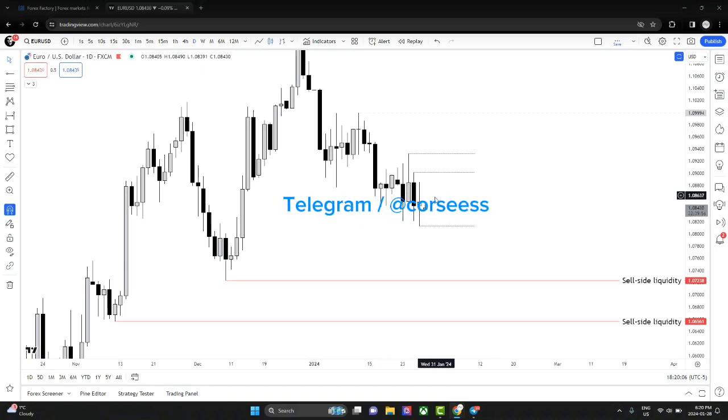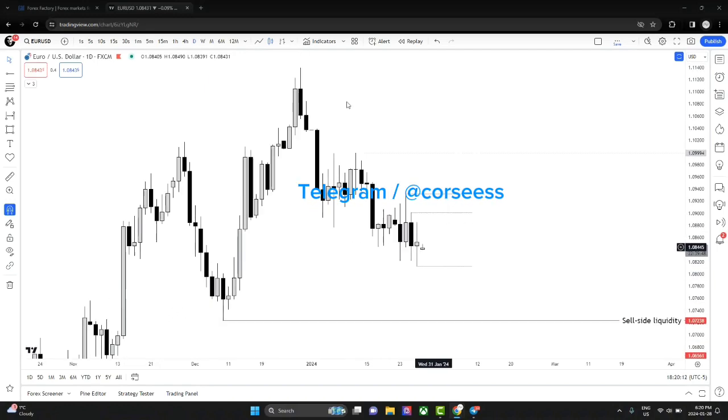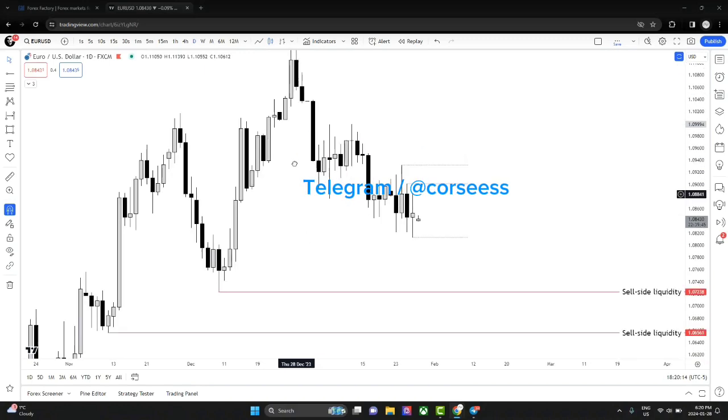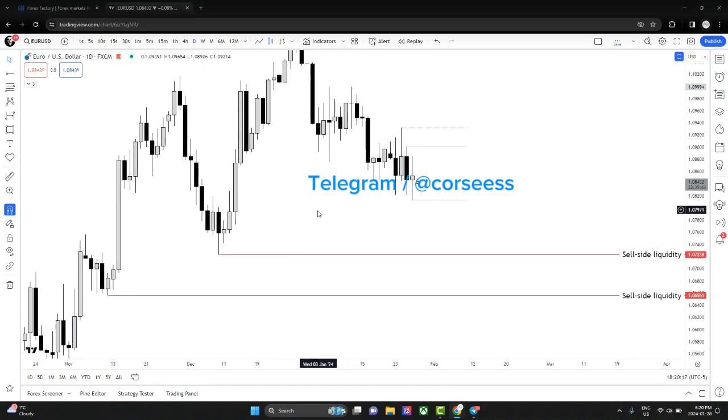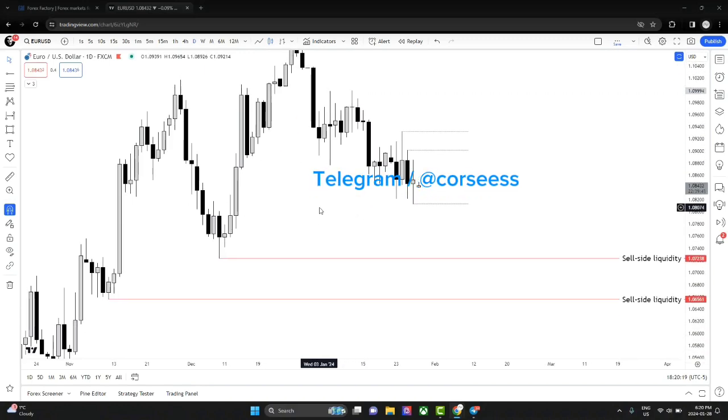So ultimate draw on liquidity is below these lows. And remember, I talked about this before the fact. I didn't say this high up here. Right? So this is what we'll be looking for, right? We need to see proper market structure. There's no proper market structure here.